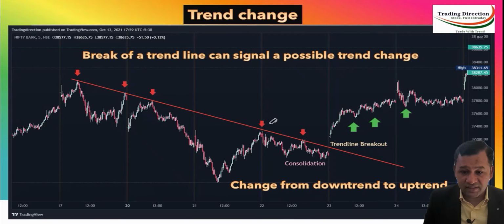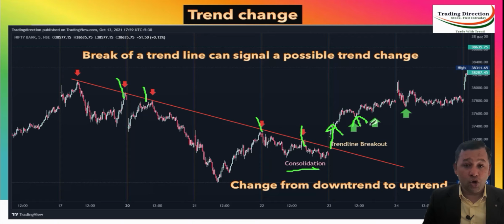Trend changes happen, and a break of the trend line can signal a possible trend change. See here the consolidation: first time, second time, third time, fourth time, and this changed the trend. Now you look for the long entries.